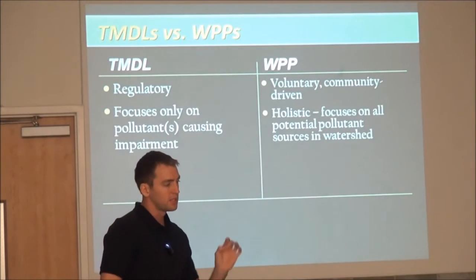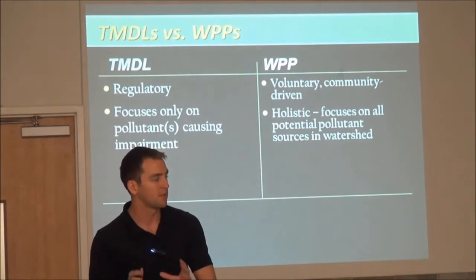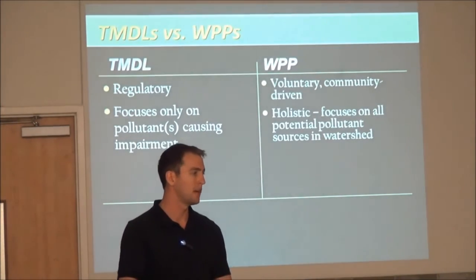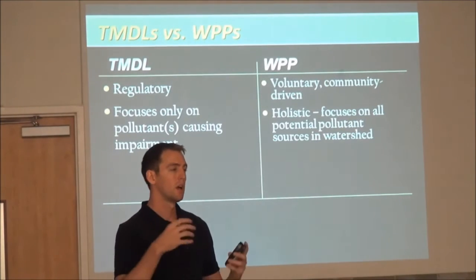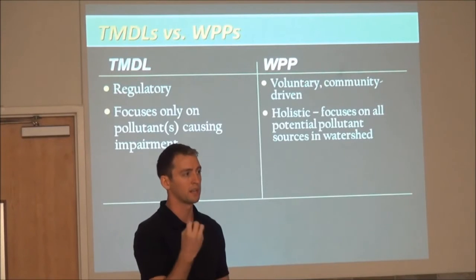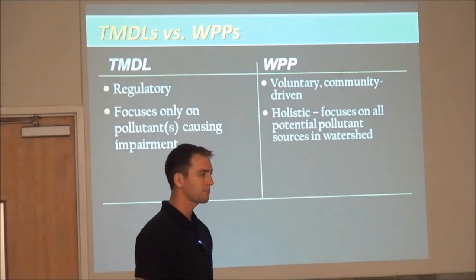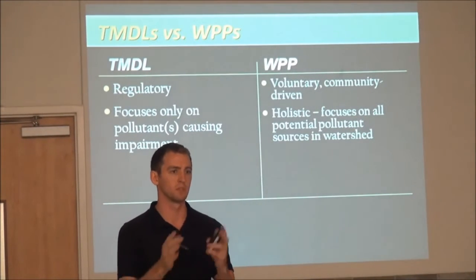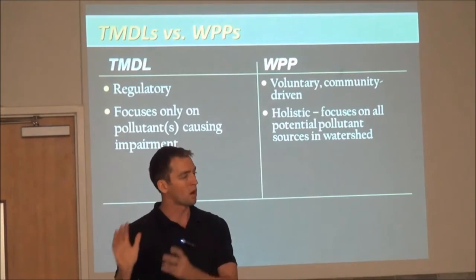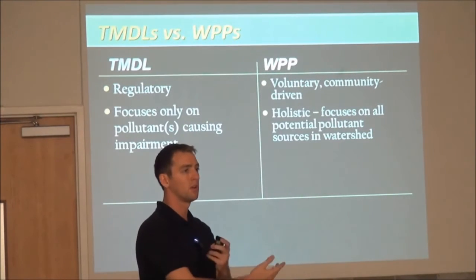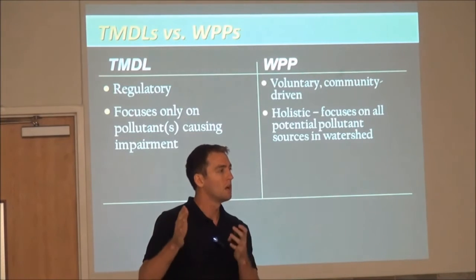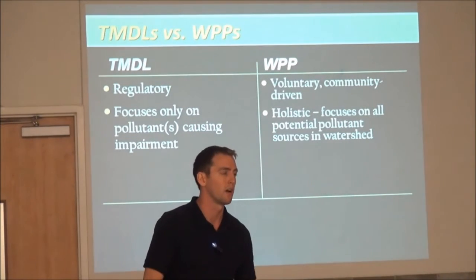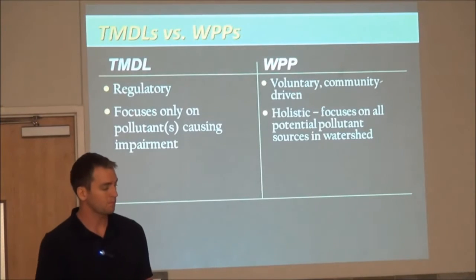And the next major difference is TMDLs focus on a specific pollutant. You develop a TMDL, or total maximum daily load, which is simply a calculation on how much load that water body can assimilate for a single pollutant. So you develop TMDLs for specific pollutants, whereas watershed protection plans you can develop to address all potential pollutants in a watershed or in that water body.